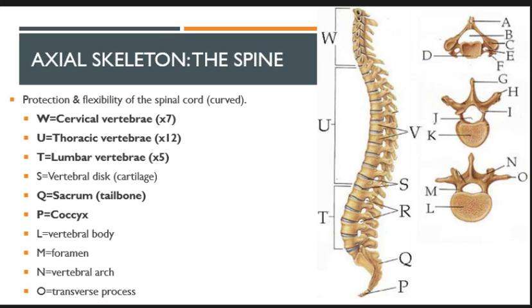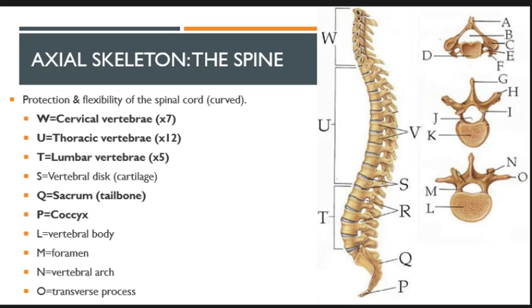I want you to write cervical vertebrae. Can you see those words? Cervical vertebrae, there are 7 of them. So write cervical vertebrae times 7. That's your neck. C1, C2, C3, C4, C5, C6, C7.